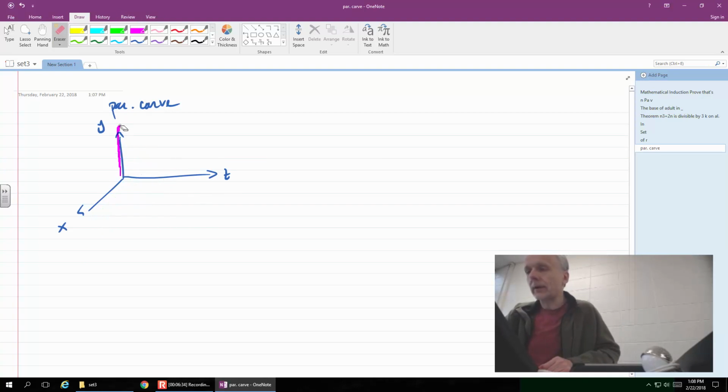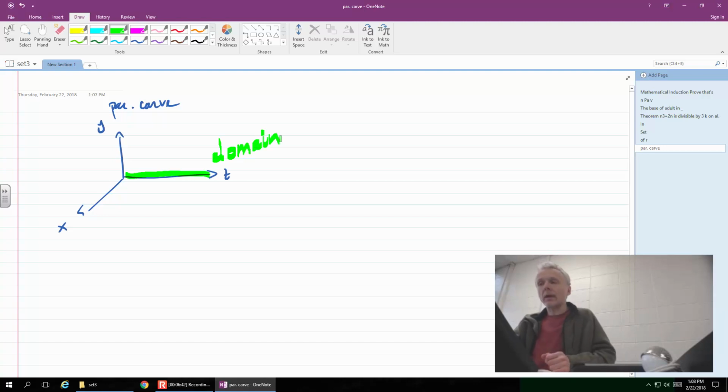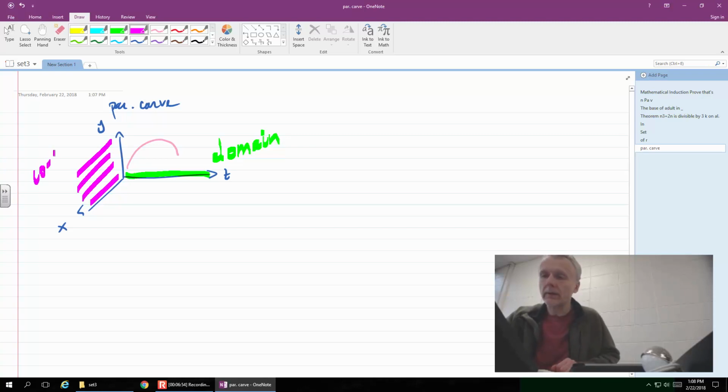Okay, so the domain is this domain. The domain is only t's, the input, and for each of those there is a point. Okay, the point, where does that point lie? It lies among the outputs, so that's where it is. So this is the codomain.